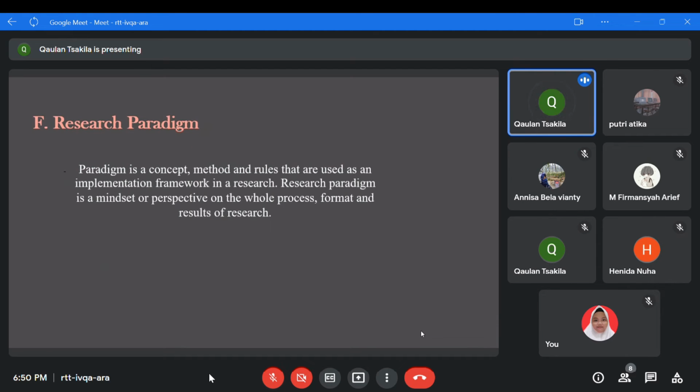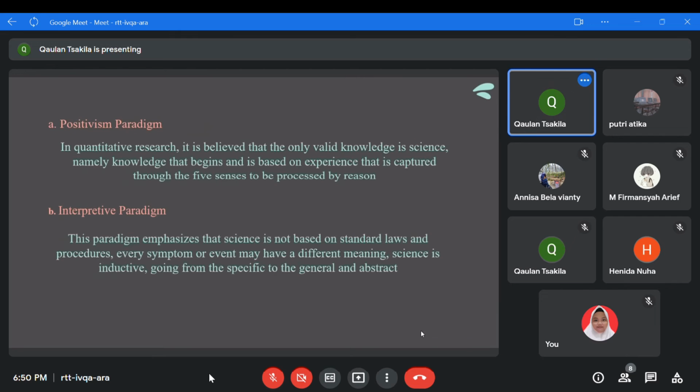F. Research paradigm. Paradigm is a concept, method, and rules that are used as an implementation framework in a research. Research paradigm is a mindset or perspective on the whole process, format, and results of research. There are several types of paradigm.